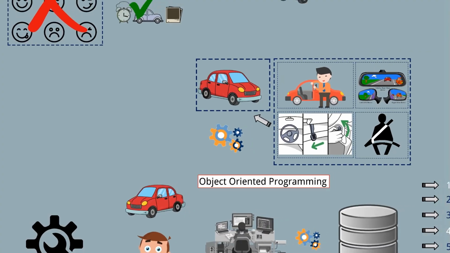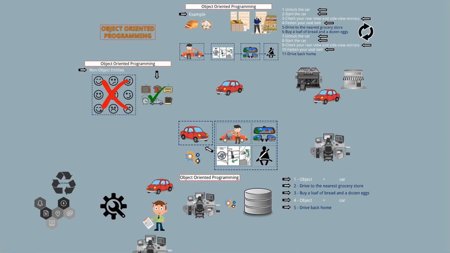So I hope this example that I have given you is clear enough to make you understand what an object is and why we use object-oriented programming when we write a program.